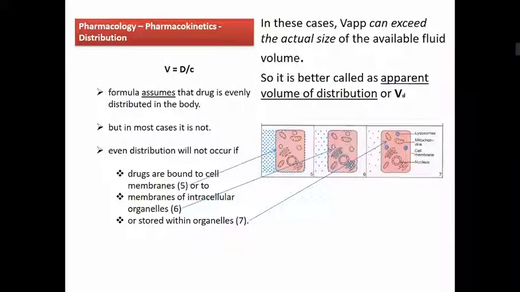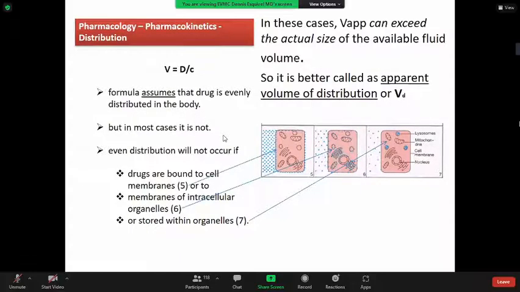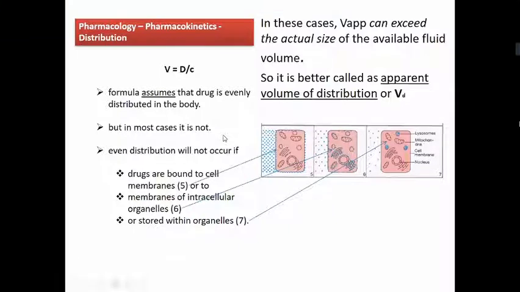If you have that concept, we have the volume, the V, that is given to the patient, the dose that is given to the patient, and the concentration, the measured concentration in the blood. So again, when you do this equation, there is an assumption that the drug is evenly distributed in your body. But actually, it is not.